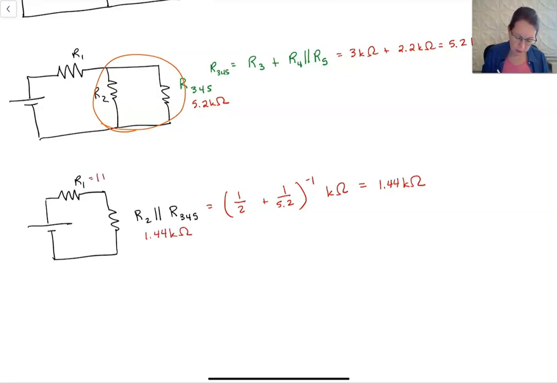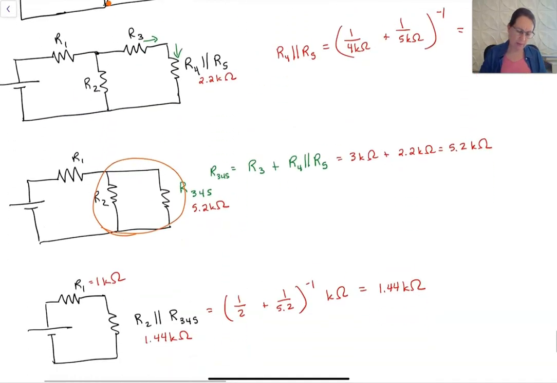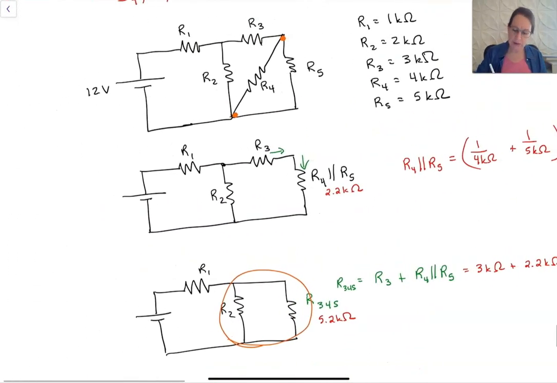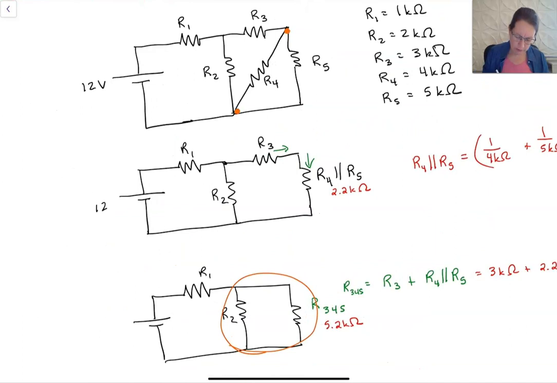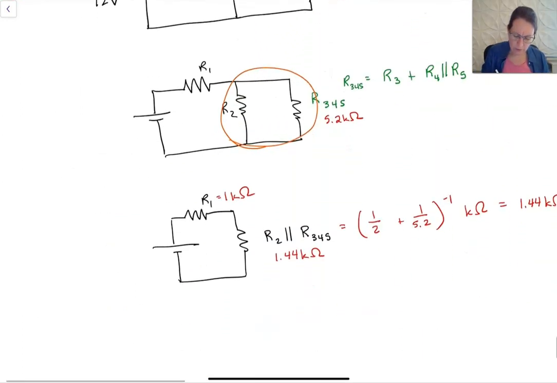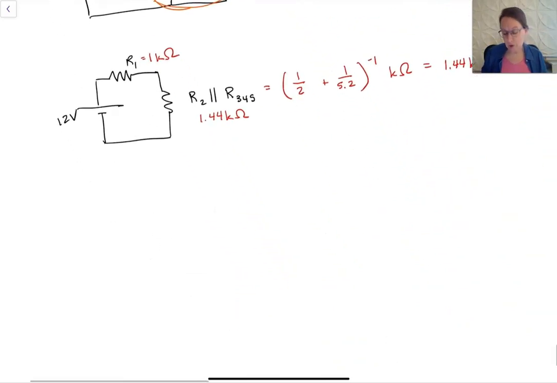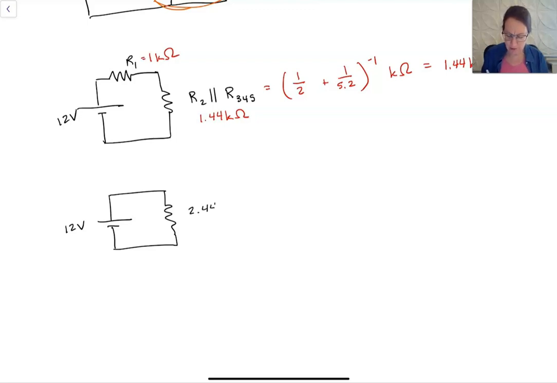This one was 1 kiloohm, and my battery was, in this example, 12 volts. Okay, so 12 volt battery. Having done this, we can find the current through the battery, because now we finally have 12 volts, and our equivalent resistance of the whole group of resistors is 2.44 kiloohms.